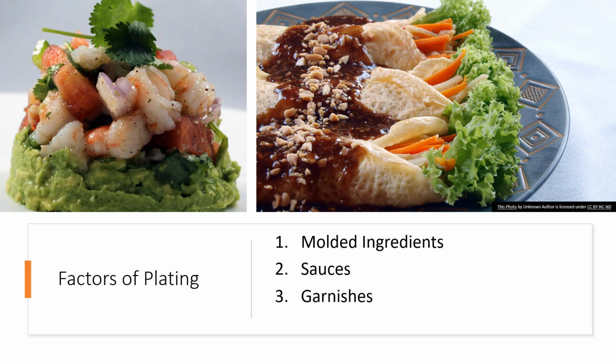We have three factors of plating. 1, molded ingredients. 2, sauces. And 3, garnishes. For molded ingredients, we have cleverly cut or sculptured ingredients that enhance the visual appeal of dishes.